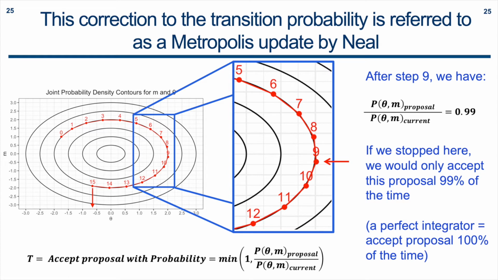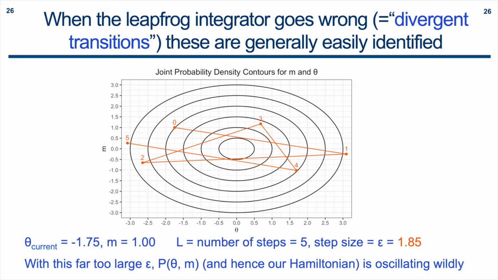This correction to the transition probability is referred to as a Metropolis update by Neal. I mentioned before that we were talking about using the Leapfrog integrator. However, sometimes the Leapfrog integrator will go wrong, and this is referred to as divergent transitions. And this is typically where the step size is too large.